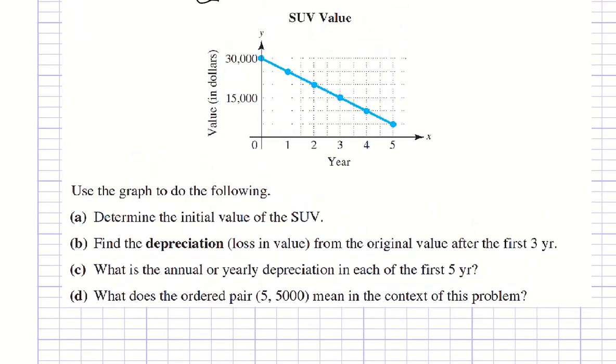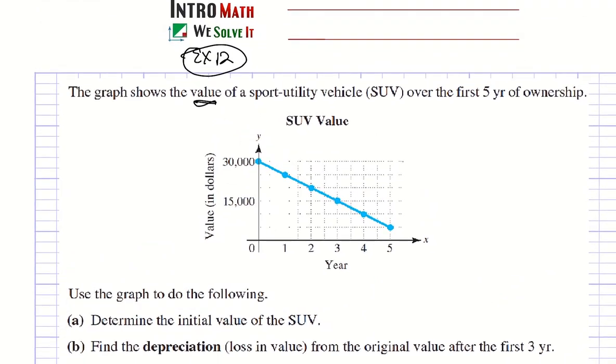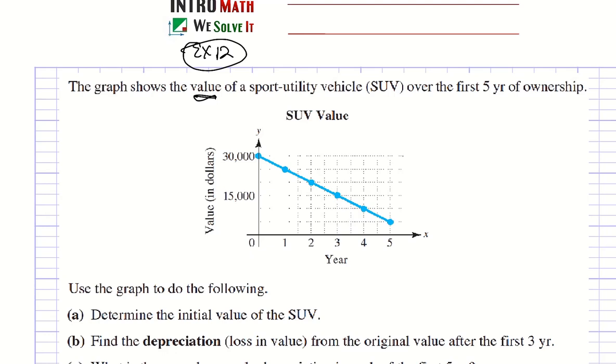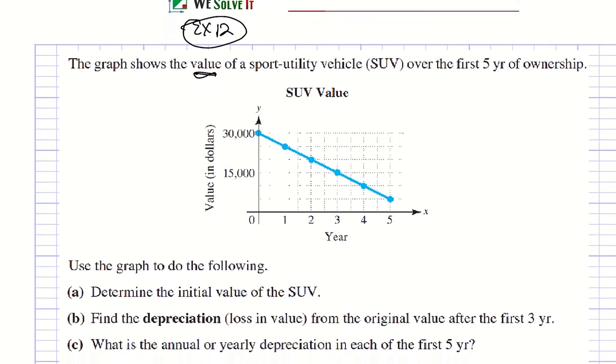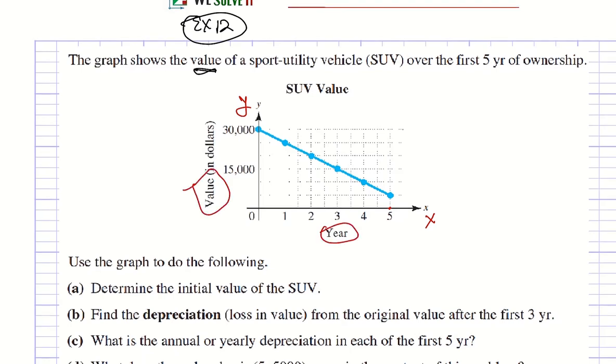So you see, something like this should be familiar to you now. You are given a graph. Let me change to a red pen. See, there's a point here. This is the x-axis. This is the y-axis. They say the x-axis is the number of years, and the y-axis is the value in dollars of the SUV.